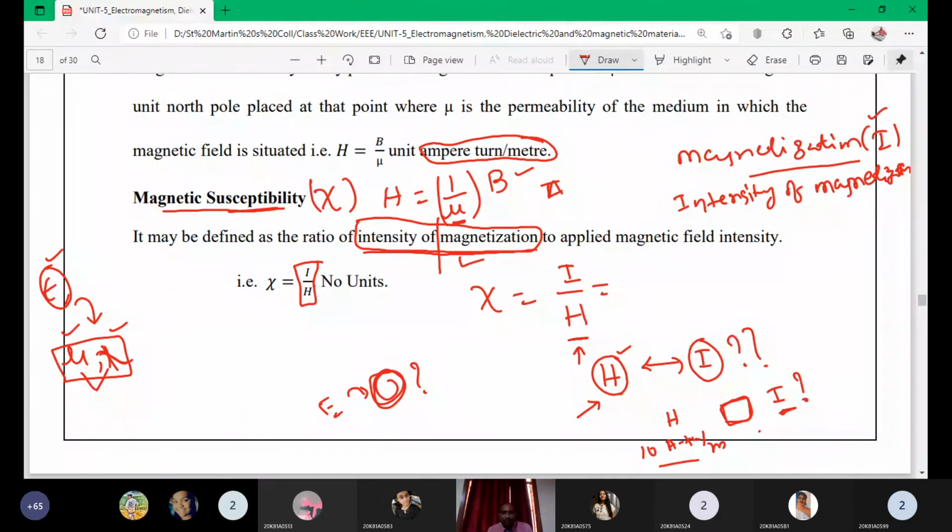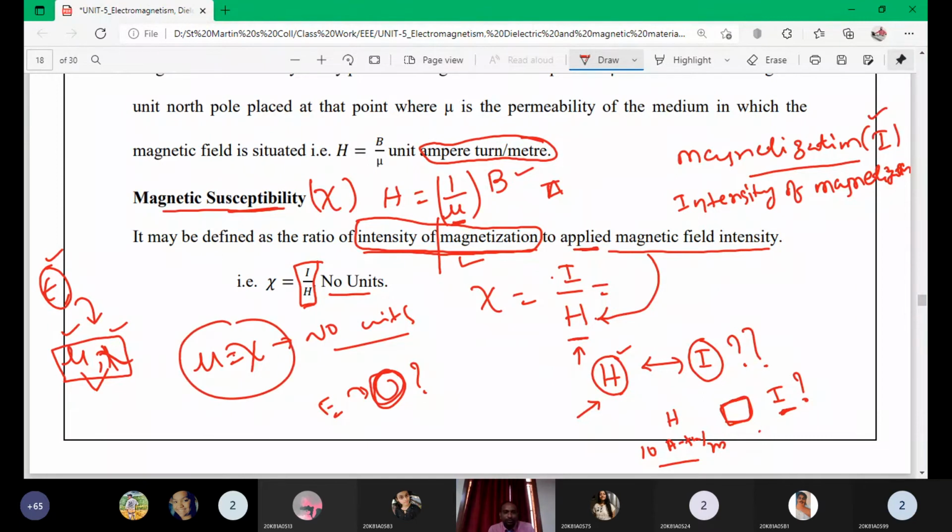Both are okay. But don't confuse H and I. Here applied magnetic field intensity means H. Applied means we are applying some external field. That is the difference. So it gives the ratio I by H, or intensity of magnetization to the external applied magnetic field. Here also no units. Permeability has no units, and susceptibility also has no units. These are ratios.